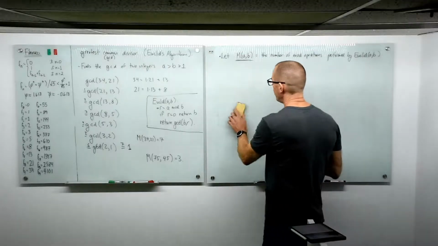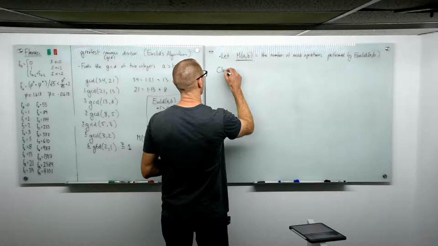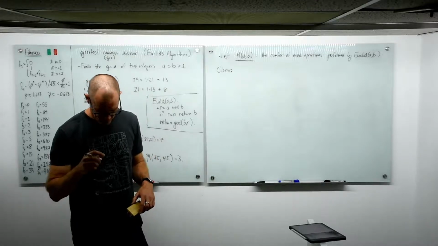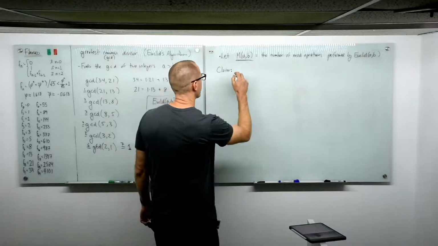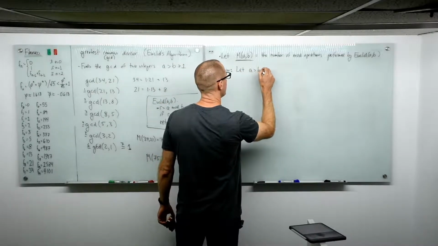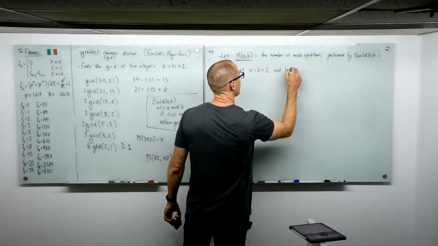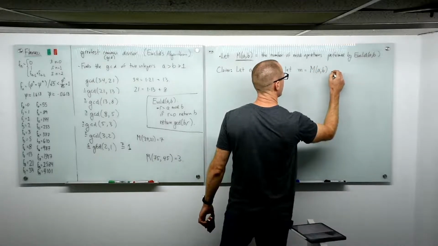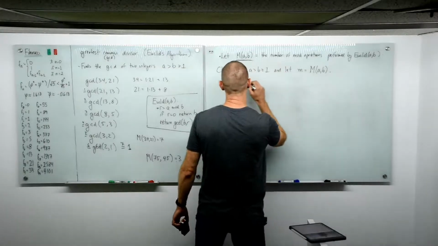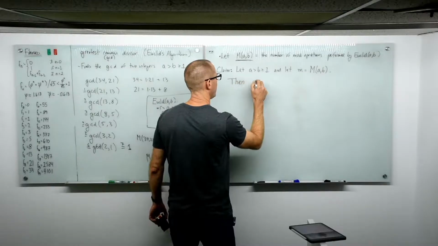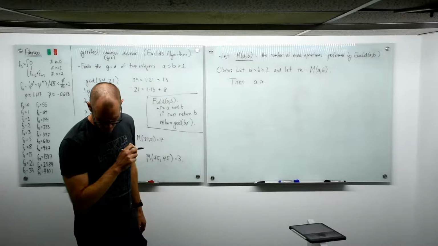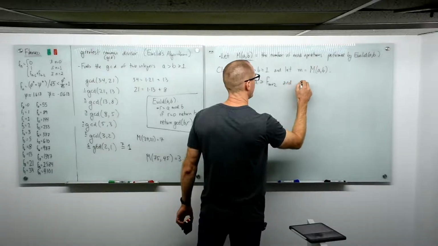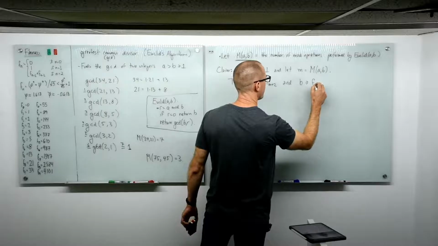All right, so here's the claim. Let A be bigger than B, bigger than or equal to 1, and let little m equal M of A, B. Then A is bigger than or equal to the Fibonacci number m plus 2, and B is bigger than or equal to the Fibonacci number m plus 1.